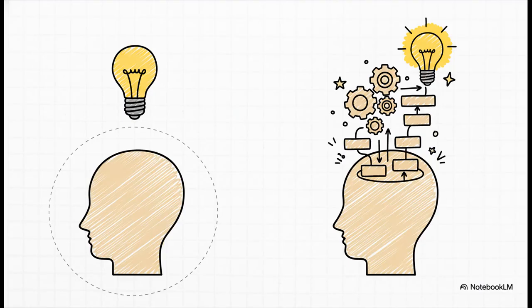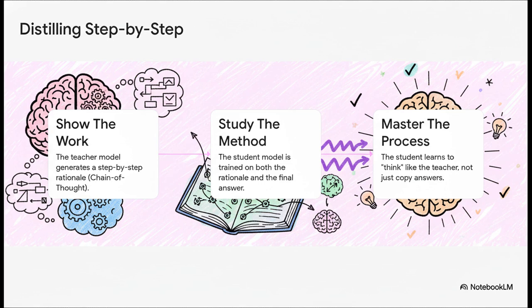Think about it. It's not enough to just know the answer, right? The best students, human or AI, don't just memorize a bunch of facts. They learn the process. They understand the reasoning that gets you to the right answer. So how do you do that? Well, there's this amazing technique called distilling step-by-step.